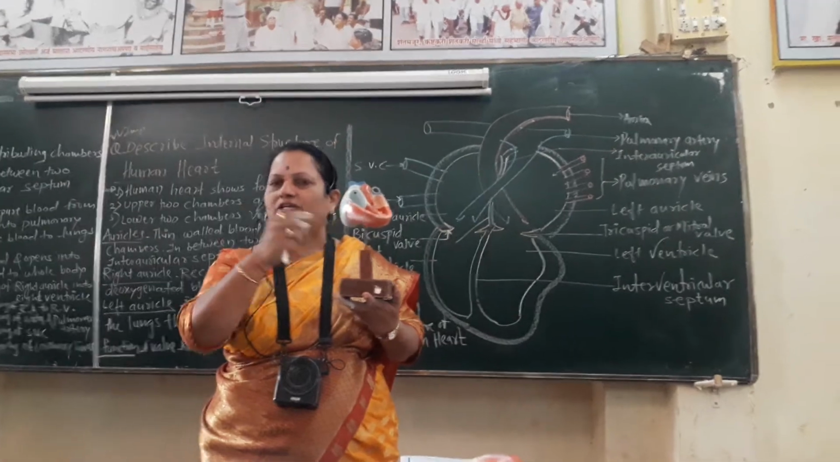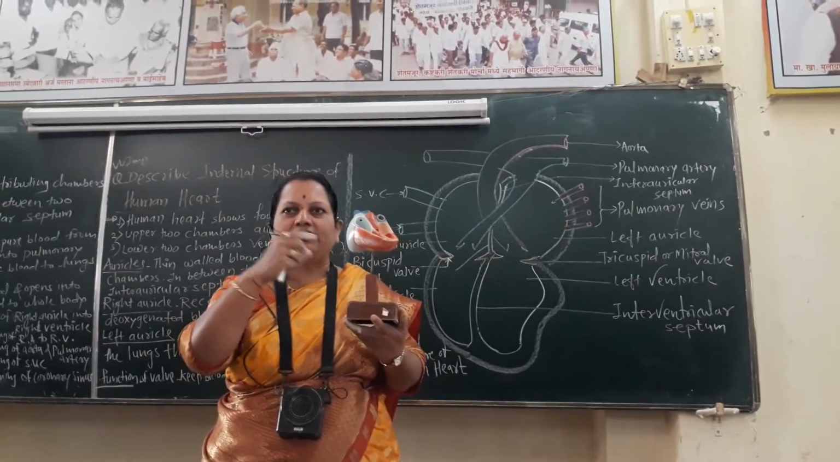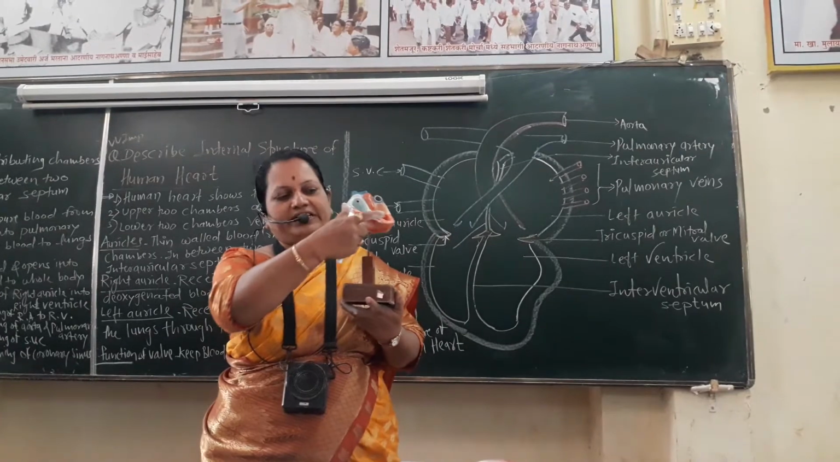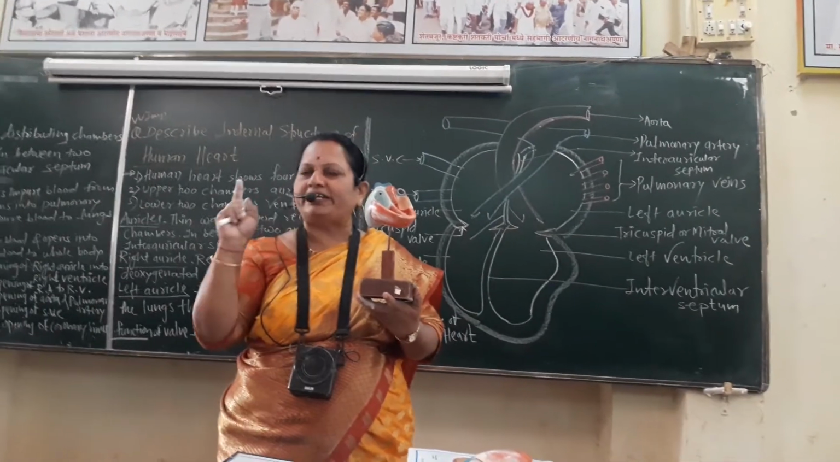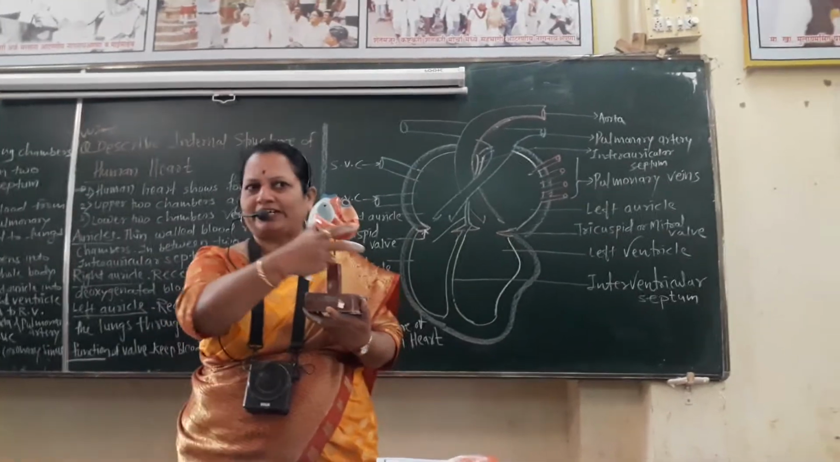The heart is a hollow muscular pumping organ present in the mid-sternum cavity in between the two lungs. It is surrounded by the pericardial membrane. In between the pericardial membranes, pericardial fluid is there, which protects the heart.